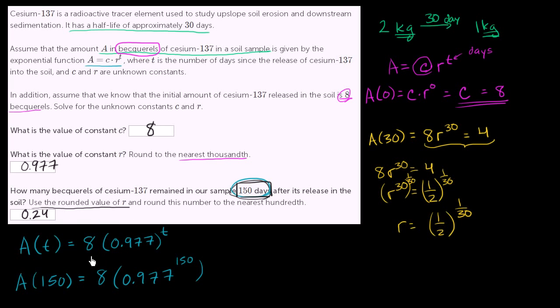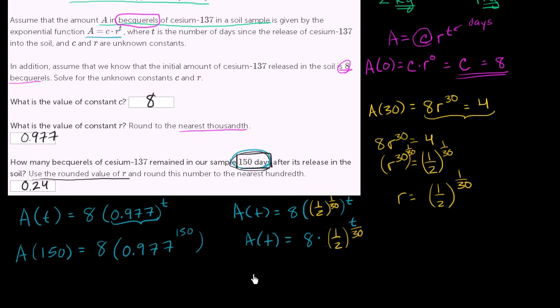Find the exact value. Well, instead of writing 0.977, which is an approximate value for r, let's write A of t as being equal to 8 times r to the t power. If we wanted to be a little more exact, we can say that our r is 1/2 to the 1/30th power, and we're going to raise that to the t power. Or we could say A of t is equal to 8 times 1/2 to the t over 30 power. If we raise something to an exponent and then raise that to an exponent, we can take the product of those exponents. So that's 8 times 1/2 to the t over 30 power. This is another way to describe A of t.